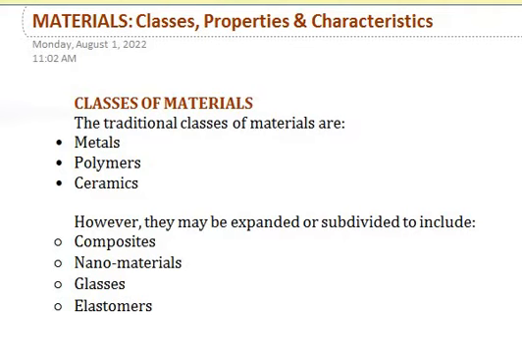But then these can be expanded or subdivided to include composites, nanomaterials, glasses, elastomers, and so on and so forth. In fact, metals can be further subdivided to give ferrous metals and non-ferrous metals, that is, metals that contain iron and those that do not contain iron. As for composites, they refer to a class of material that can be said to be secondary because it consists of at least two or more of the primary classes of materials fused together in one way or the other.